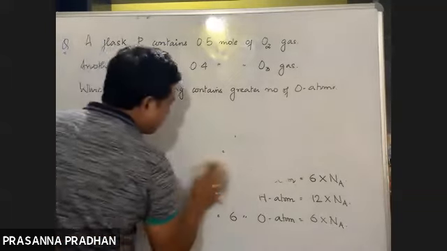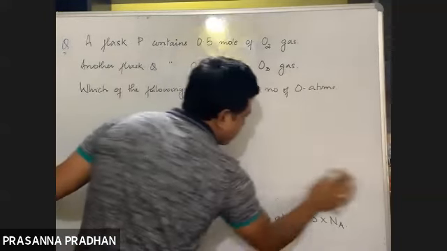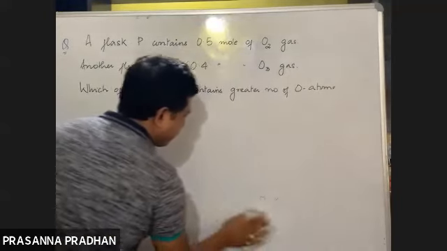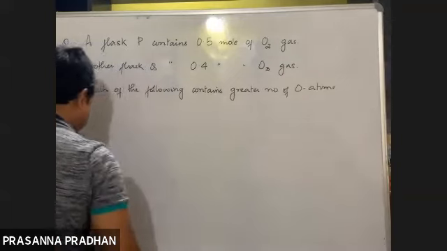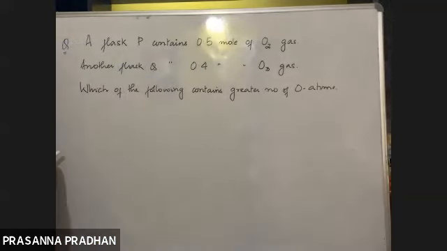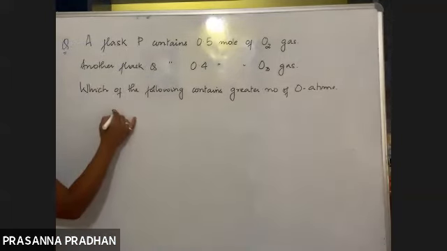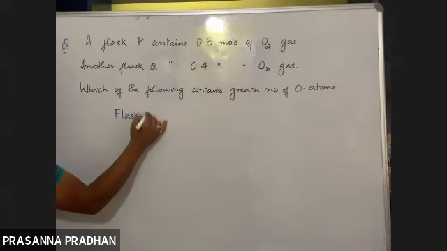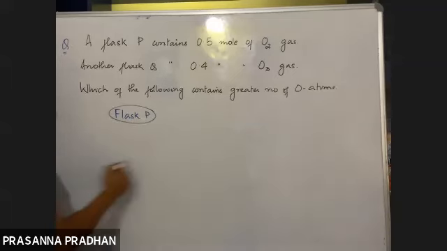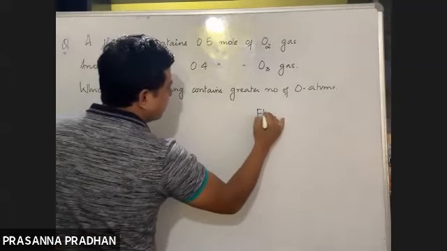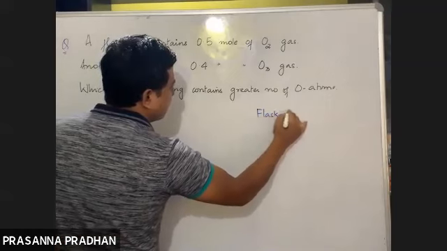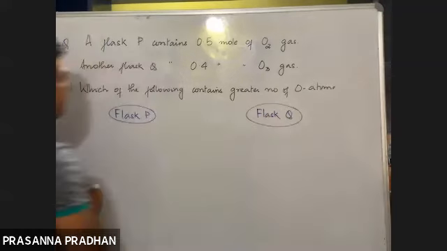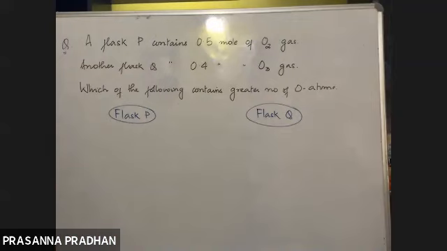Now, let us move back to the original problem. There are two flasks given. Suppose this is flask P, and suppose this is flask Q. So there are two flasks. Flask P contains 0.5 mole of oxygen gas.